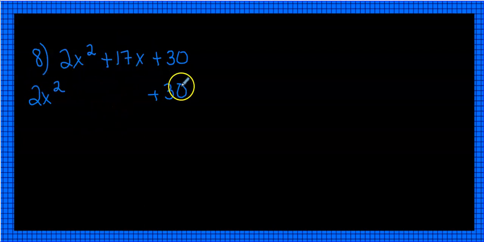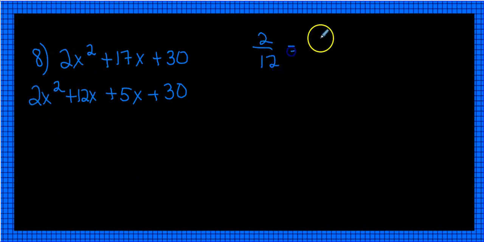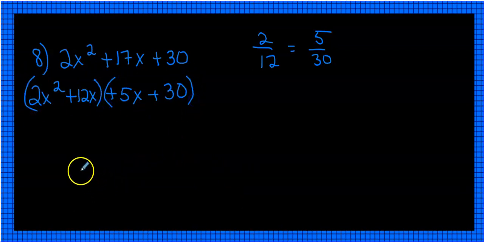When I multiply that 2 times 30, I get 60. I know that 12 times 5 is 60, and 12 plus 5 is 17. So if I split this into 12x and 5x, that would work for the 17, and it would work for the 60 when I multiply the 2 times 30. So again, if 2 over 12 is the same thing as 5 over 30, which it is, these are both 1/6, then I know I can group these and take out my greatest common factors.